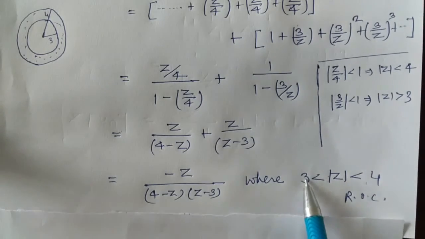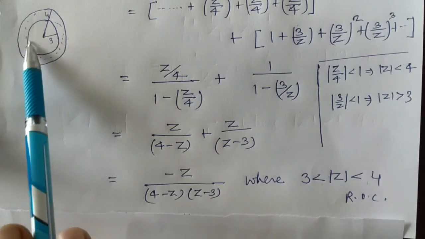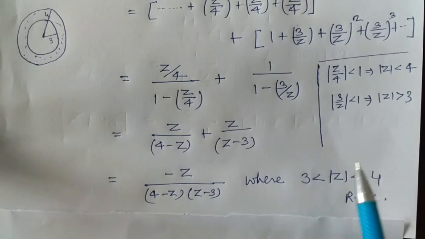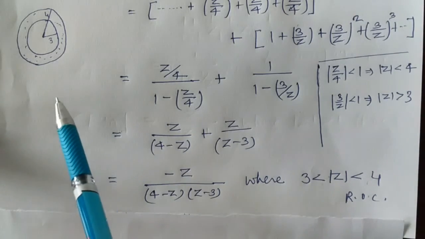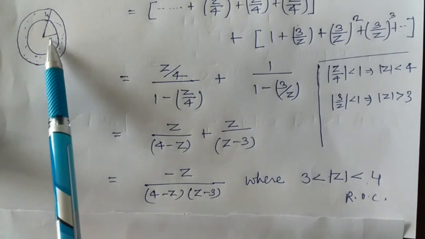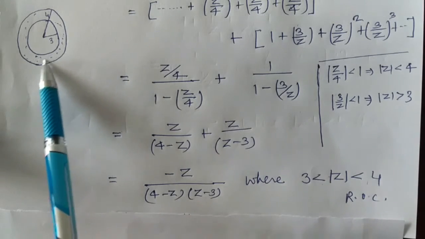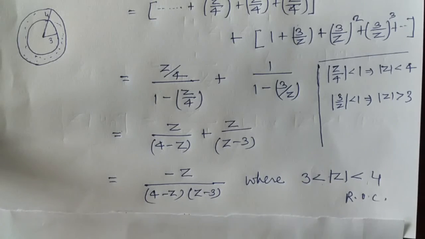So mod z equal to 3 is the circle of radius 3 with center at 0, and mod z equal to 4 is the circle of radius 4 with center at 0. So the area between these two circles, this annulus, is the region of convergence for the given sequence.